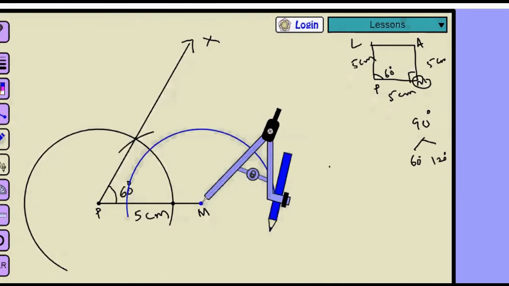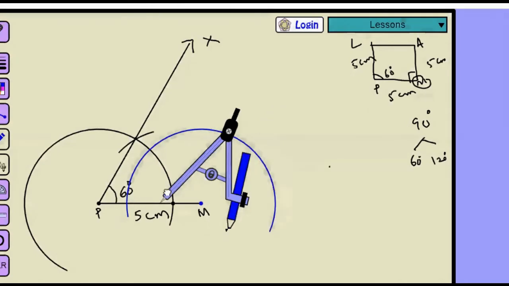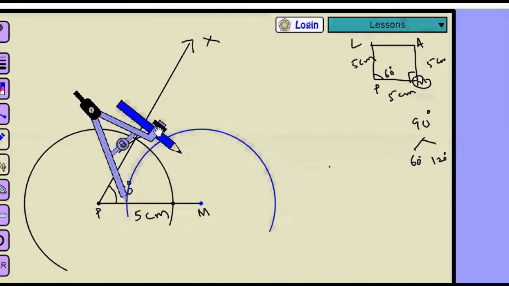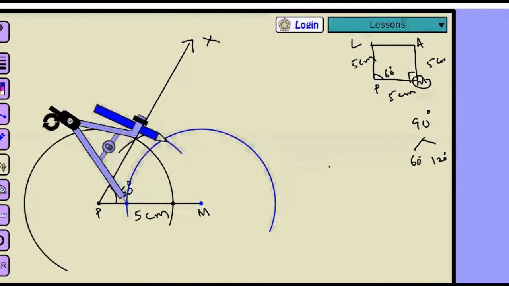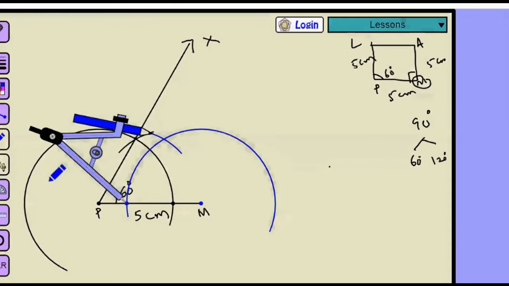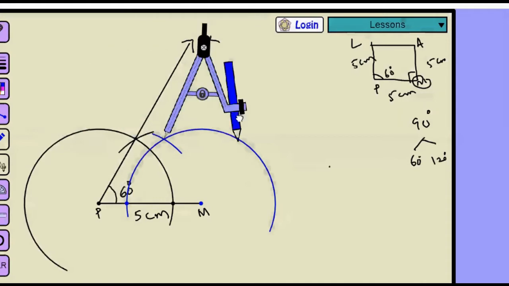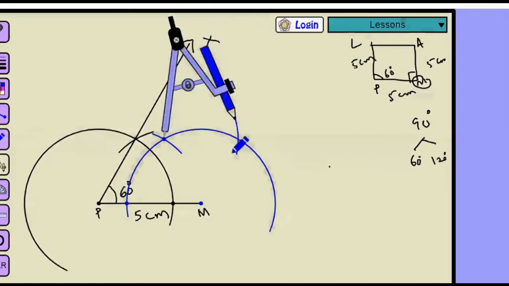With M as the center, draw an arc. Now from this point of intersection, draw another arc which cuts the previous arc. We know this arc indicates 60 degrees. Now we are going to construct the 120 degrees. So with the same radius, from the point of 60 degrees, we draw another arc which cuts the previous arc at the point of 120 degrees.